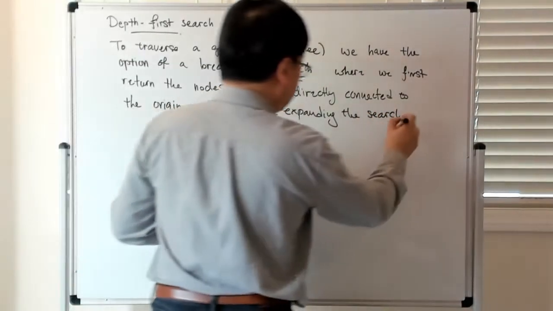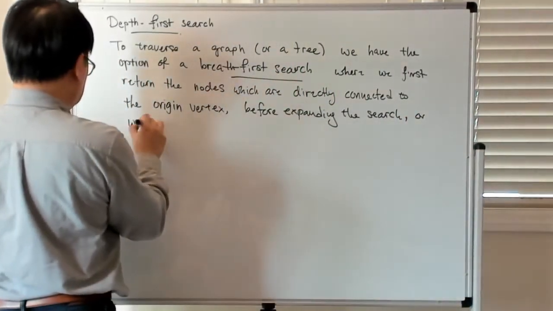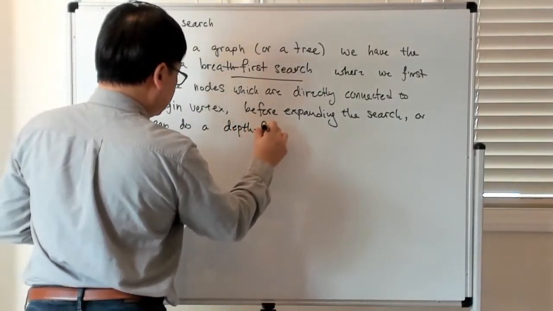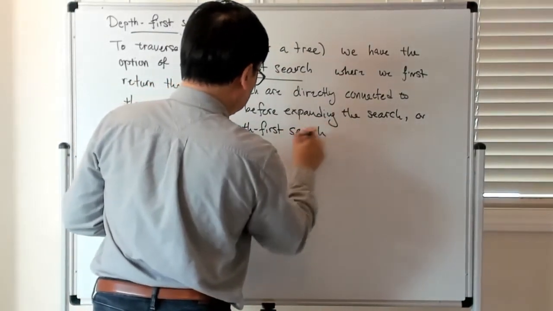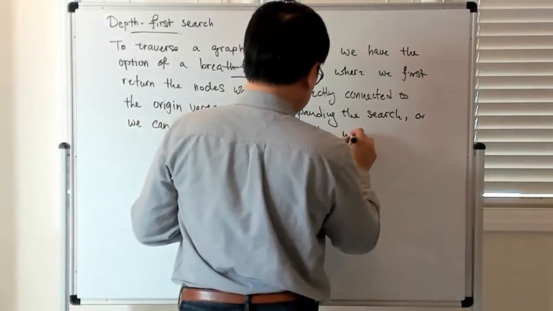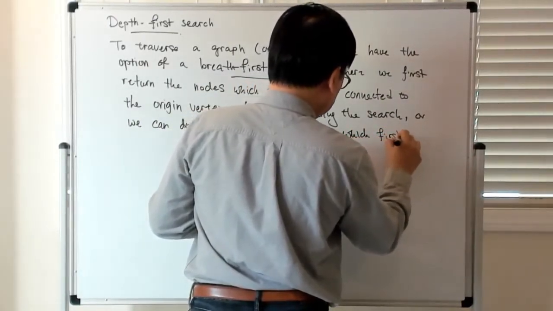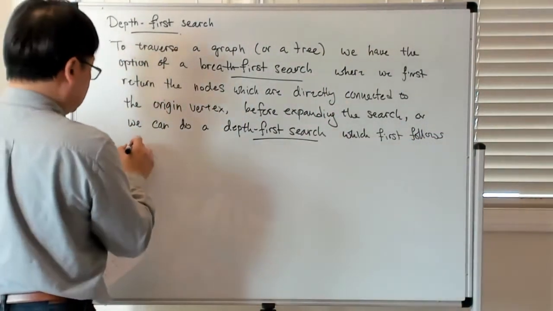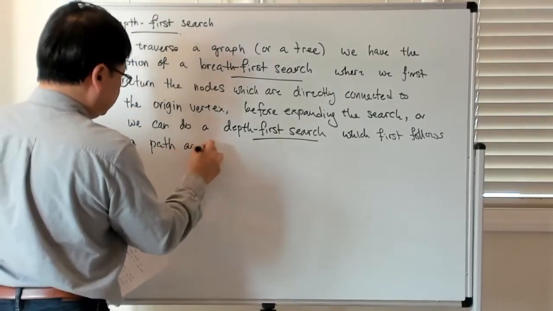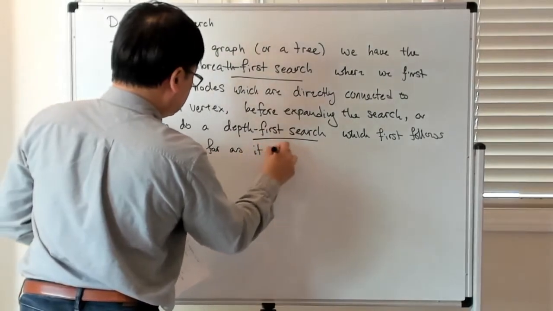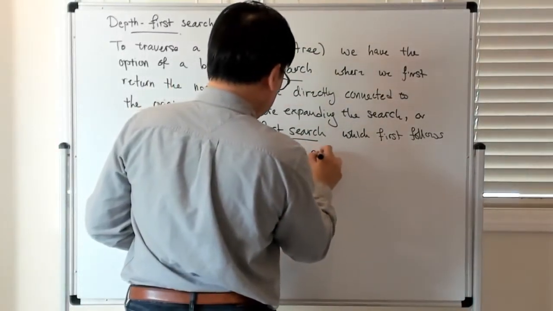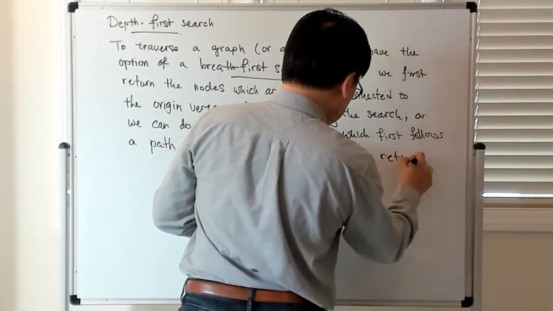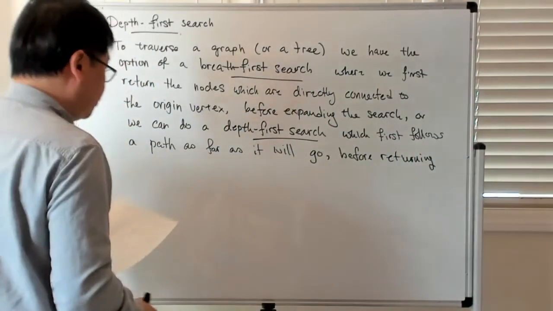All right, or we can do a depth-first search, which first follows a path as far as it will go, before returning to other closer nodes.